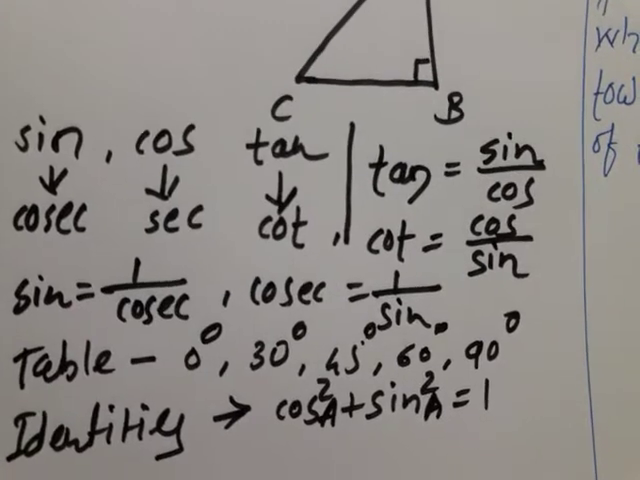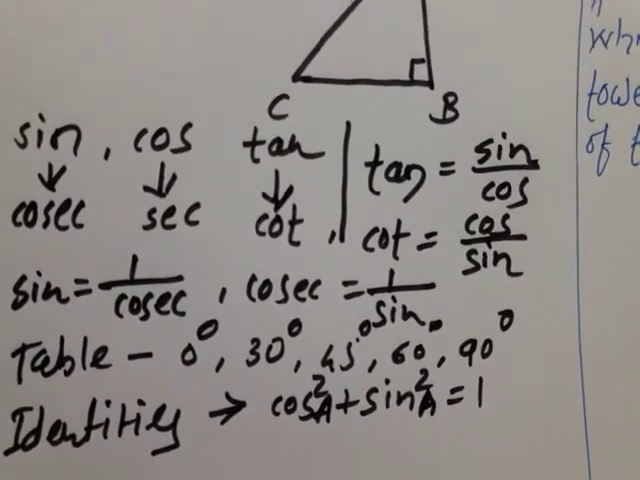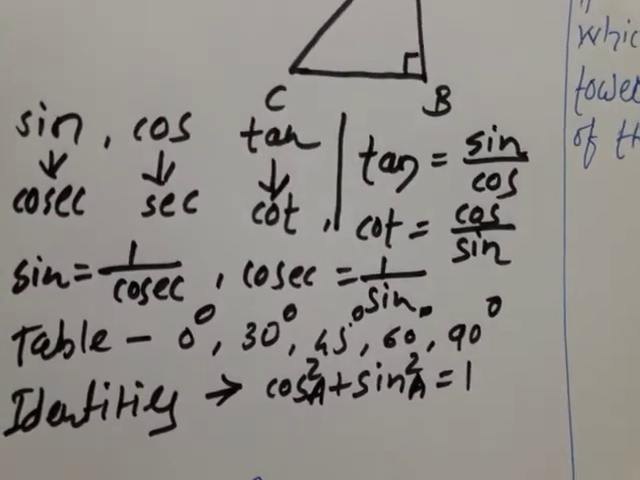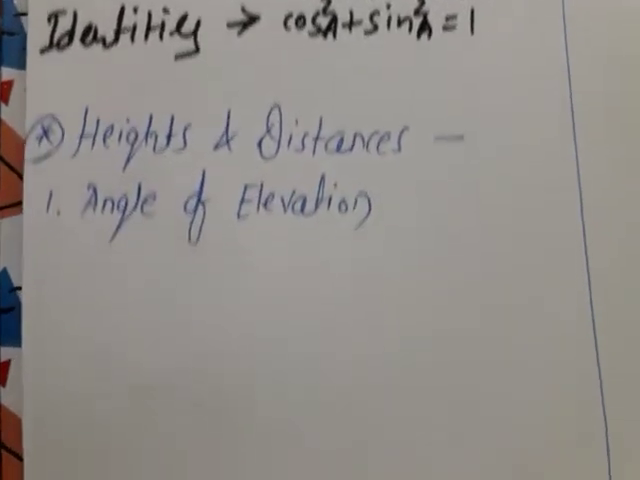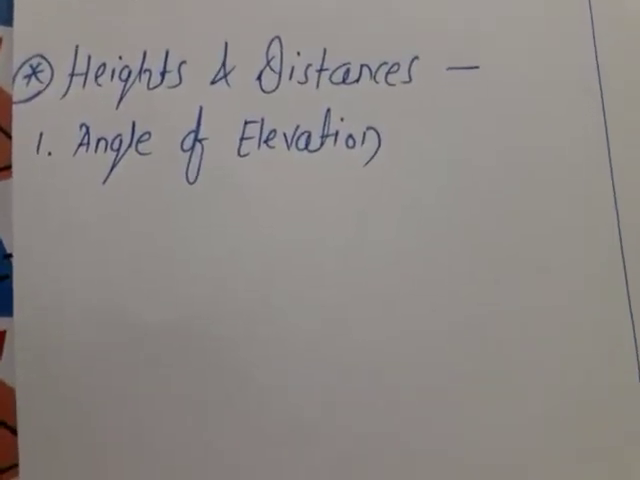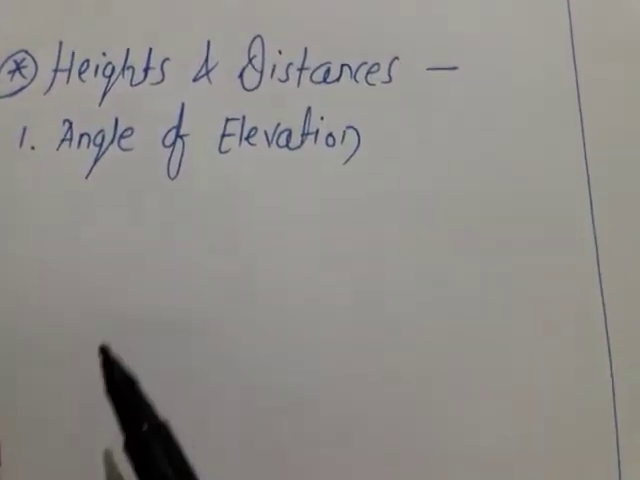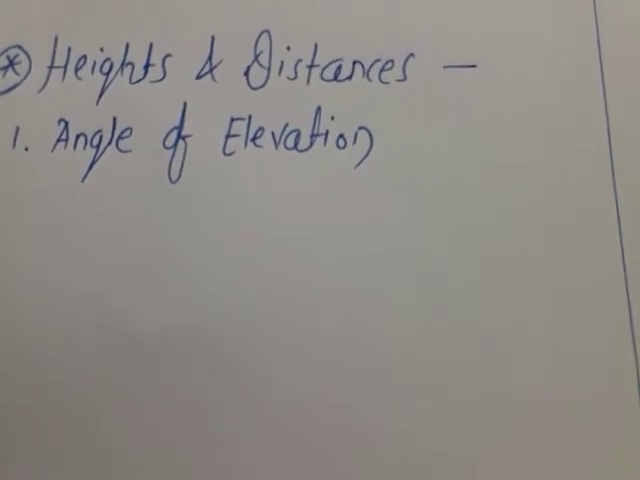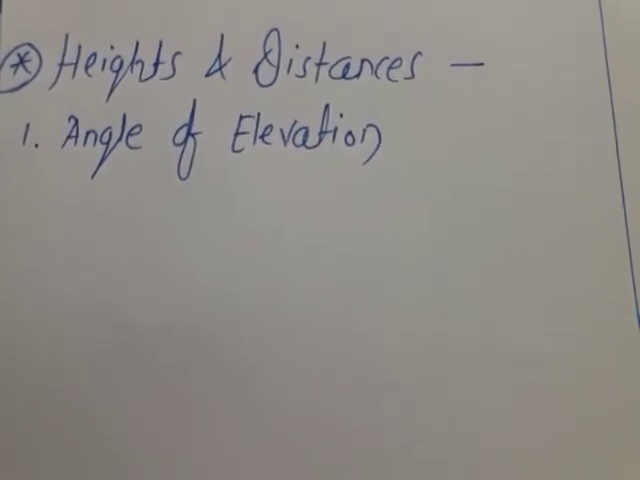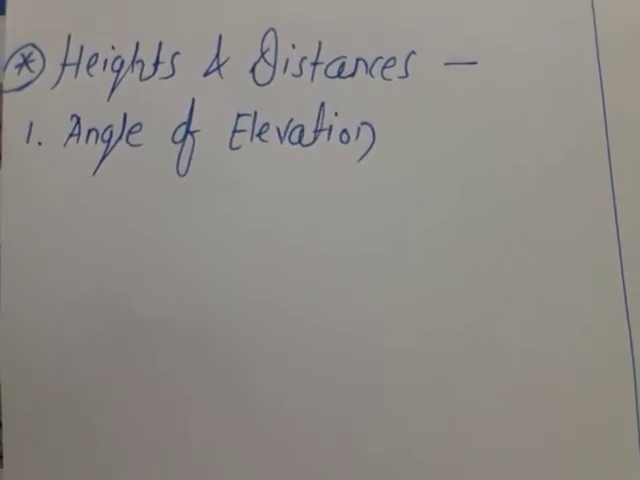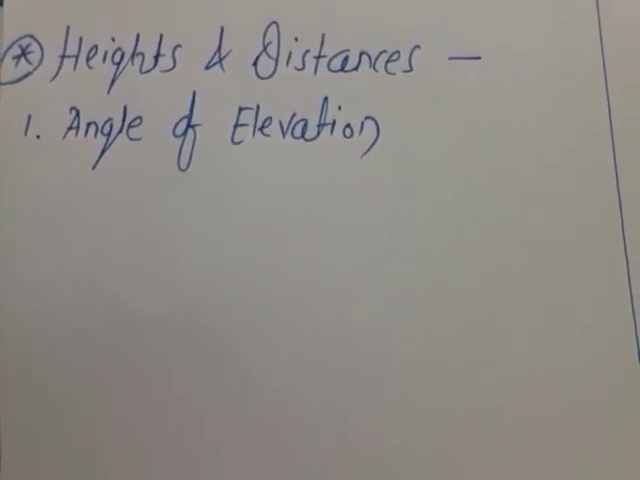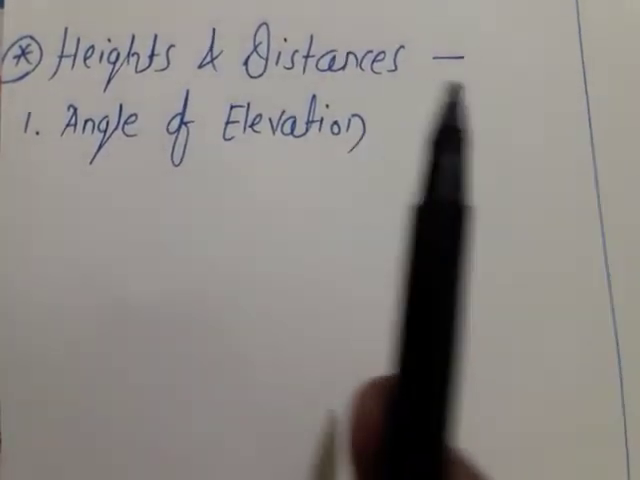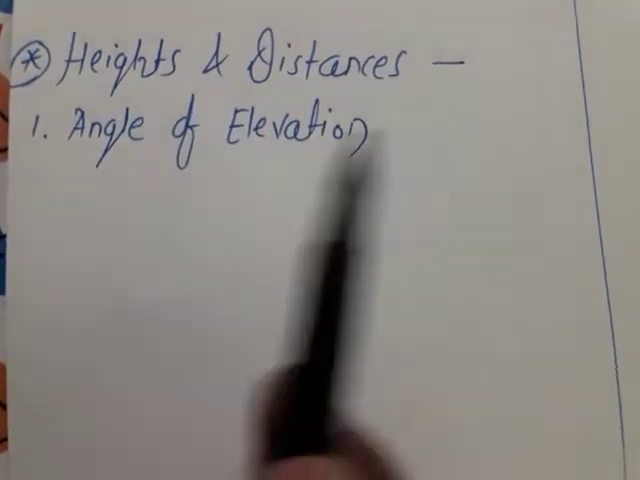But before studying the examples related to applications of trigonometry, there are very important concepts, and I am going to tell you those first. The first point in this lesson is known as heights and distances. In this lesson, two very important concepts are there: angle of elevation and angle of depression. If you get the proper idea, then you will be 100% successful in this lesson while solving the examples.